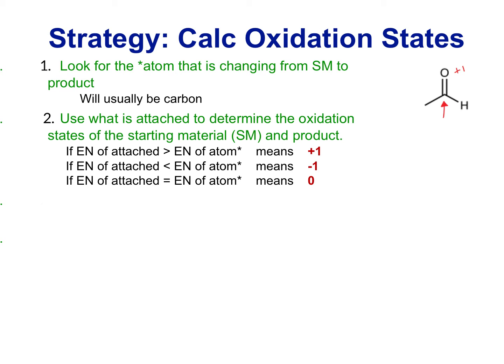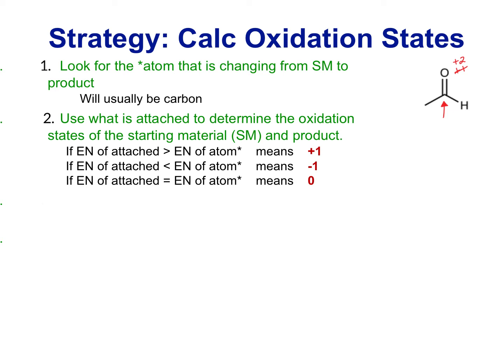Now, one thing we do need to consider is we've got a double bond. So when you have a double bond, for oxidation state, it counts twice because it's bonded to oxygen twice. So instead of being +1, this total is going to be +2 because of the double bond. All right, so next we're going to look at the left side.